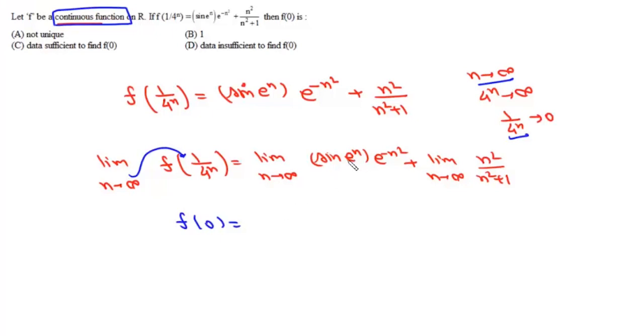Now sin(e to the power infinite) is sin infinite, and sin infinite is an oscillating value from −1 to +1, and this is e to the power minus infinite, which is 0. Now 0 into anything finite is 0, plus in this case it is an infinite limit. The highest power of n in the numerator and in the denominator is 2. So the answer to this limit is the coefficient of n² in the numerator upon the coefficient of n² in the denominator. So from here we can say the value of f(0) must be equal to 1, and that's your option B.